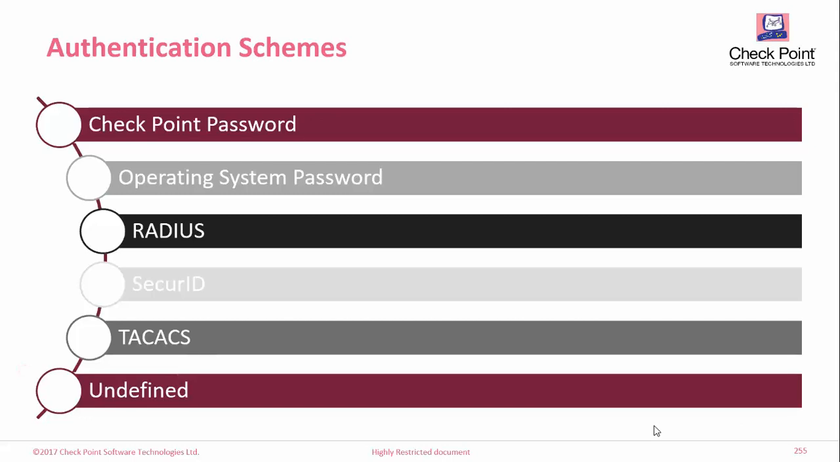There's TACACS and undefined. Now with undefined, what that means is that there is no authentication performed. So if a user is set up with an undefined authentication scheme, and it's matched to a rule that requires some type of authentication, then the access is always going to be denied.